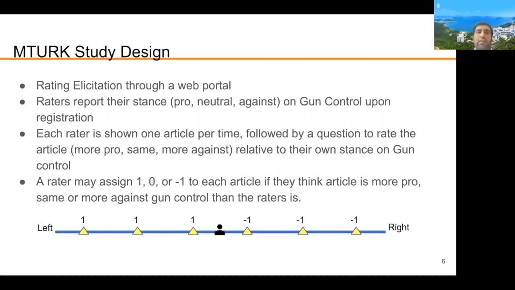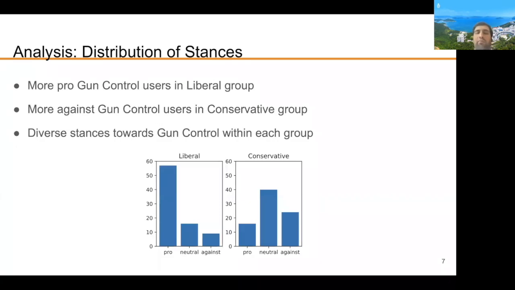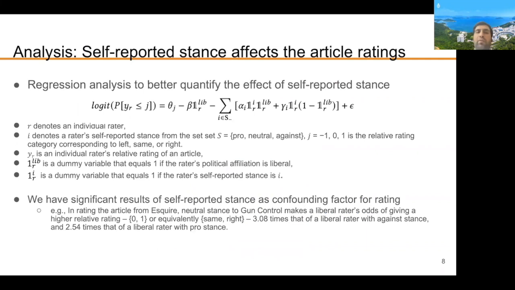To show the analysis of the results, we first show that the liberal and conservative users have varied stances on gun control within themselves. There are more pro-gun control users in the liberal group, and there are more against gun control users in the conservative group. To show that the self-reported stance affects the article's rating, we use ordinal logistic regression. We report the complete results in the paper. We have significant results that show that the self-reported stances of the raters actually affect how they rate the articles.